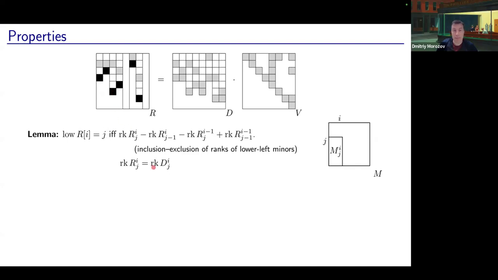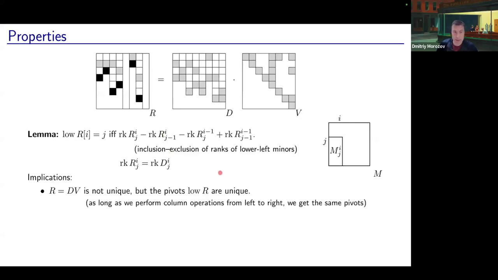What is true is that these lower left minors, their ranks are exactly the same in matrix R and matrix D, because all of my operations go from left to right. So they don't change lower left minors. And so what this implies is that even though this decomposition R equals DV is not unique, the pivots, these low R that give us the persistence pairing, are unique. Maybe one way to rephrase that is that as long as we perform column operations from left to right, and the matrix ends up being reduced, we will get the same pivots.